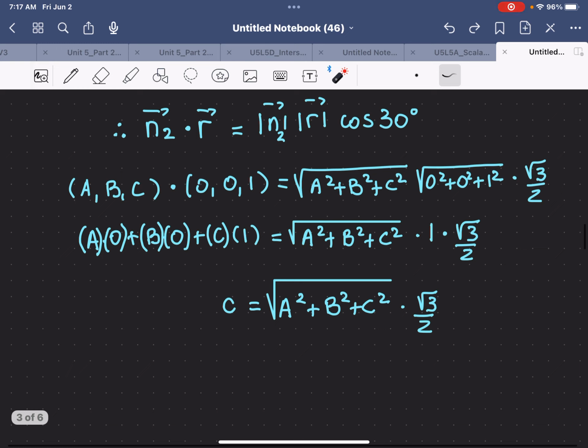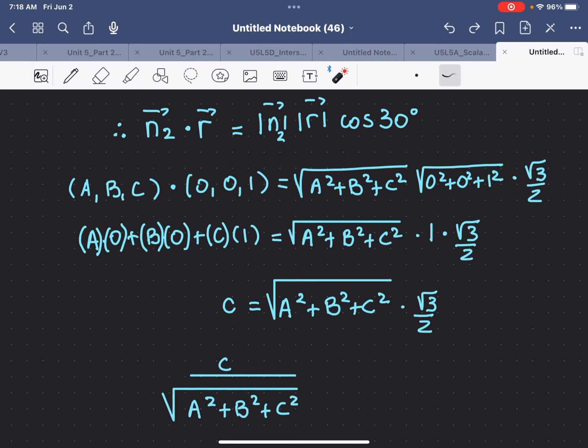So we have disclosed a relationship between c and the magnitude of the normal vector n2. And we're going to say that it's best that we write them in ratio form. So we'll divide both sides of the equation by the square root of a squared plus b squared plus c squared, which would equal square root of 3 divided by 2.